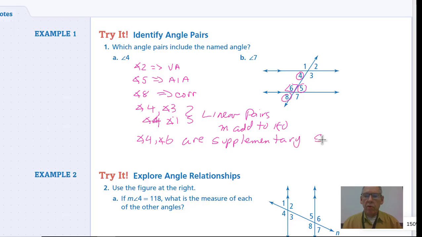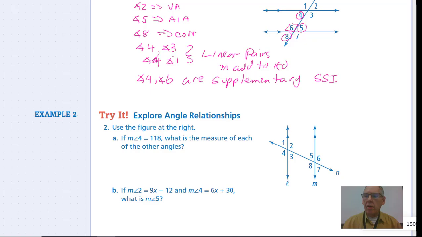And we would abbreviate that with same side interior angles being supplementary. Same side of the transversal, inside the lines that are crossed. If parallel lines are cut by a transversal, same side interior angles are supplementary. Okay, let's look at example 2, try it.